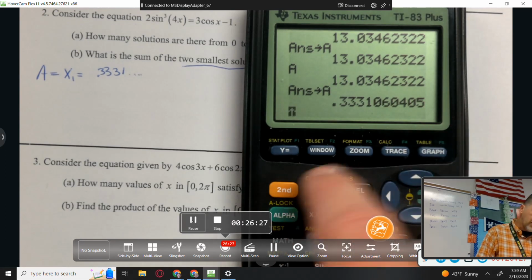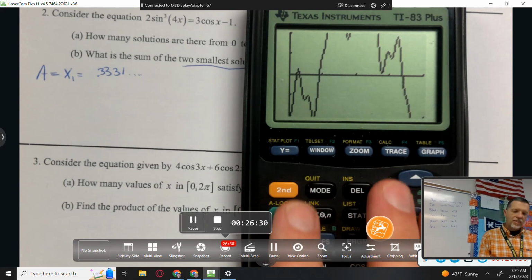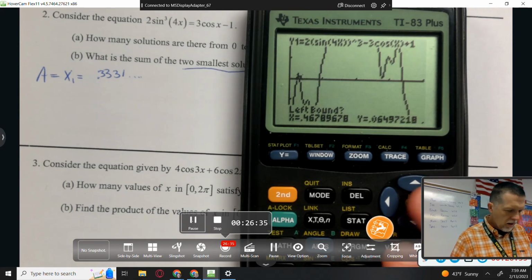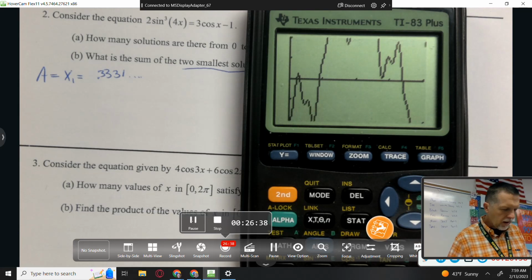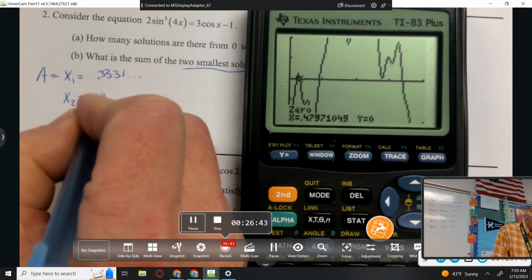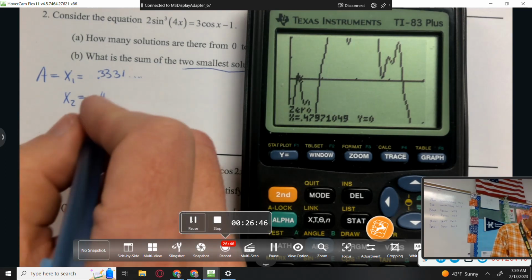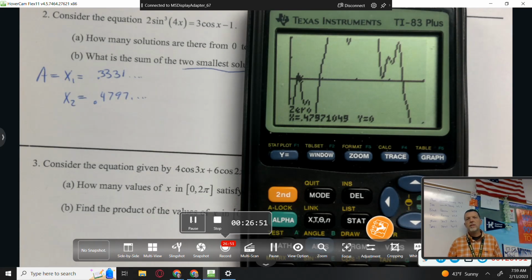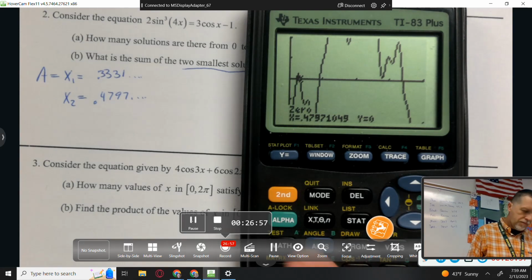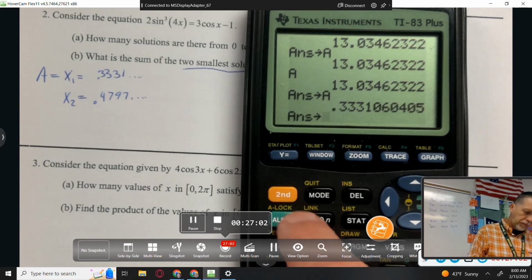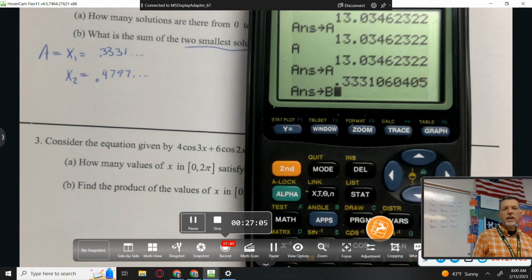Alright, let's go back to the graph and do the same thing for that second one. Second calc 0. Left bound, right bound, guess. So my second solution is .4797... But I don't want to remember that or write it all down. So second quit, and then the store button. I'm going to call this one B.